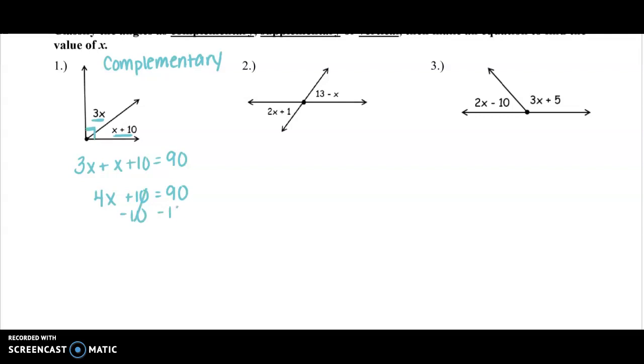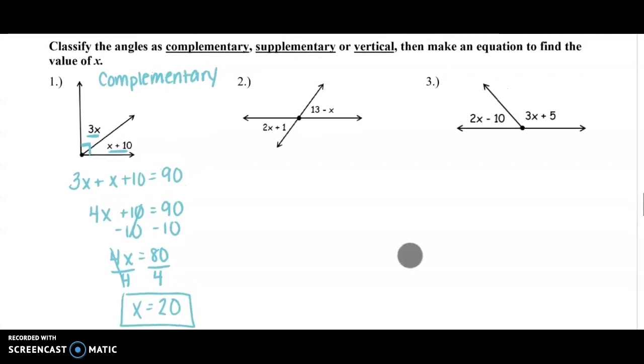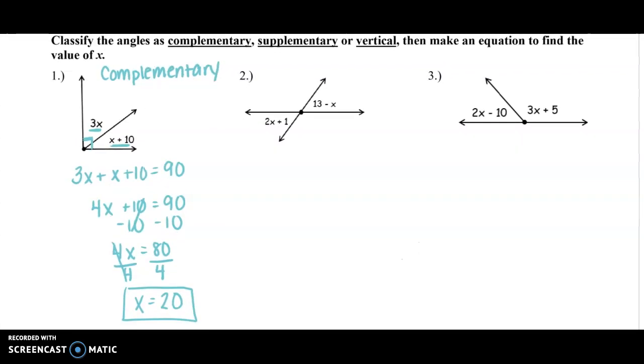Subtract 10 from both sides. 4x is equal to 80. Divide both sides by 4. So x is equal to 20. So for this problem, we were able to solve to find what the value of x is. X would be 20 here. You can always check that by putting 20 back in for x to see if, when you add those actual numbers up, you end up with 90.